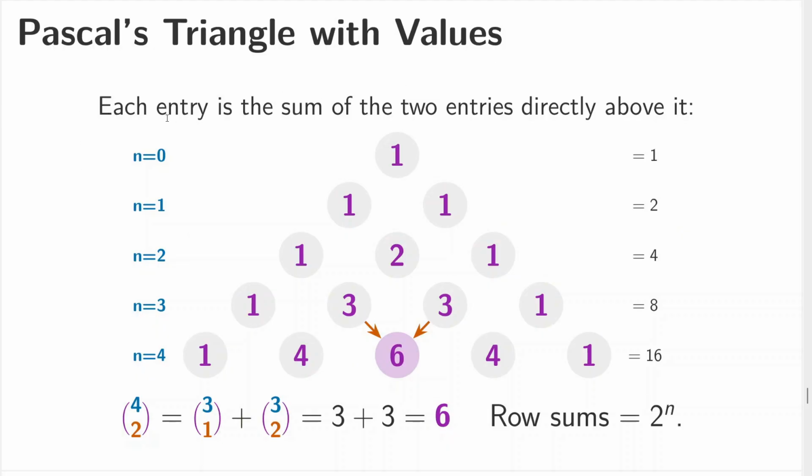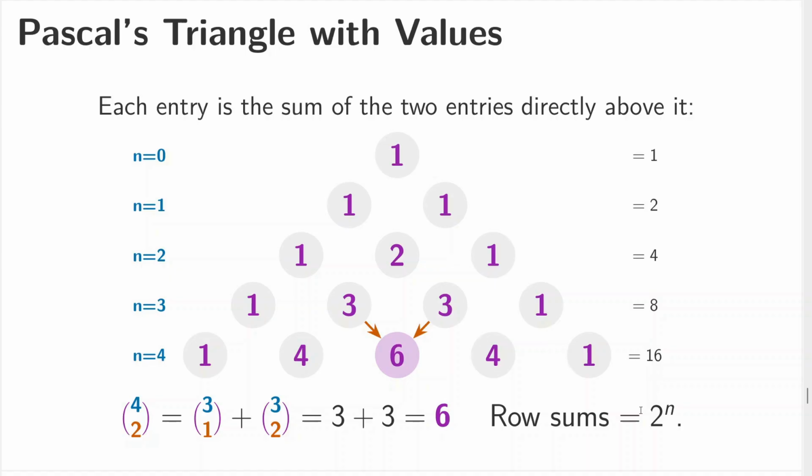There is a magical property hidden right here. Each entry is exactly the sum of the 2 entries directly above it. For row n equals 0, we just have the number 1. The total sum of this row is 1. In row n equals 1, we have 1 and 1, which sum to 2. Row n equals 2 gives us 1, 2, and 1, adding up to 4. Row n equals 3 features 1, 3, 3, and 1, which total 8. And our familiar row n equals 4 reveals 1, 4, 6, 4, and 1, which perfectly total 16.